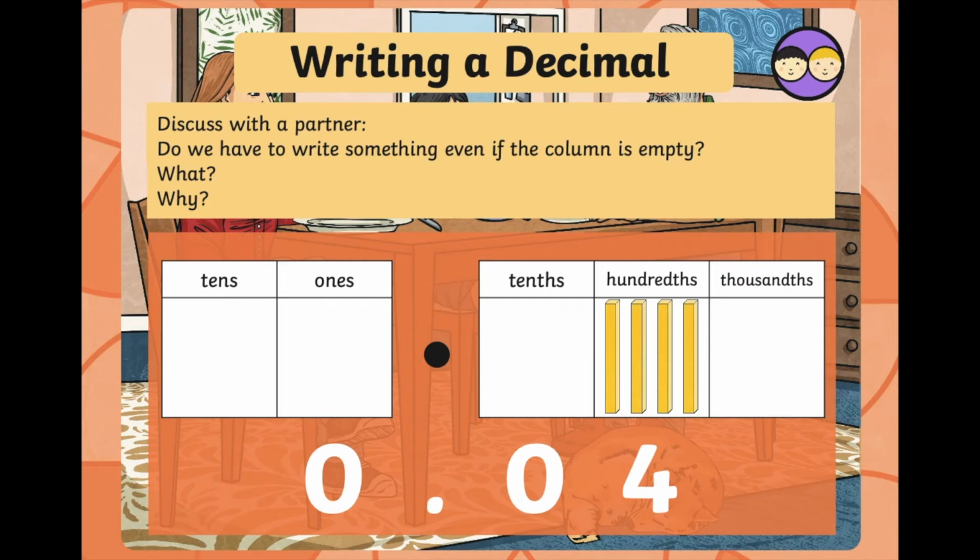So if you're not sure about the answer to that, we do have to write something even if the column is empty. As you can see here, the tenths column is empty, so we have to write a 0 in the tenths column. That is because if we didn't, the number would read 0.4, so it would look as if we had 4 tenths when actually we've got 4 hundredths. However, if you look at the thousandths column, we haven't written a 0 there. We can do, but it's not necessary.